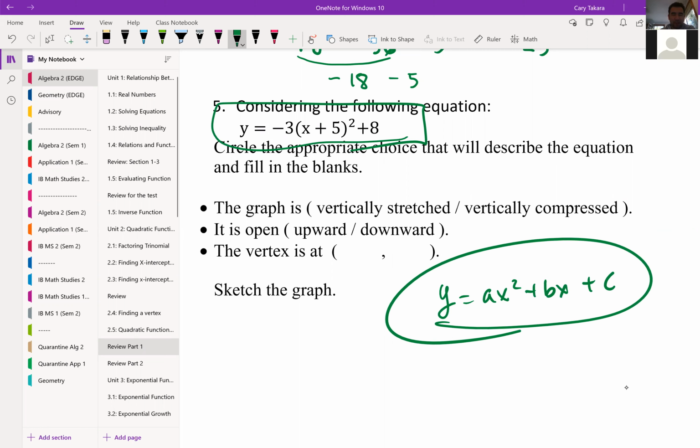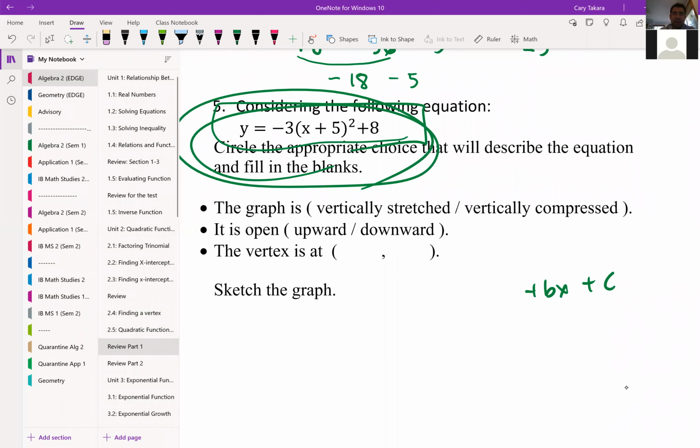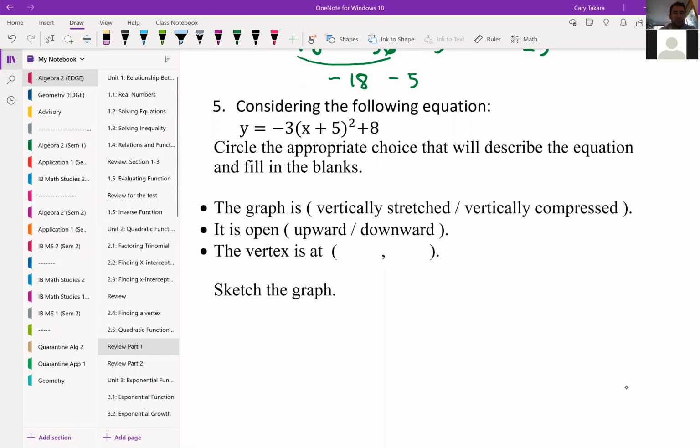But then there is another form called vertex form, which is right here. And you need to be able to interpret what each number means. Okay, this -3, 5, and 8. Each number tells you something about the parabola, and you need to know how to interpret that. Okay, first question. The graph is vertically stretched or vertically compressed. Which one is it?